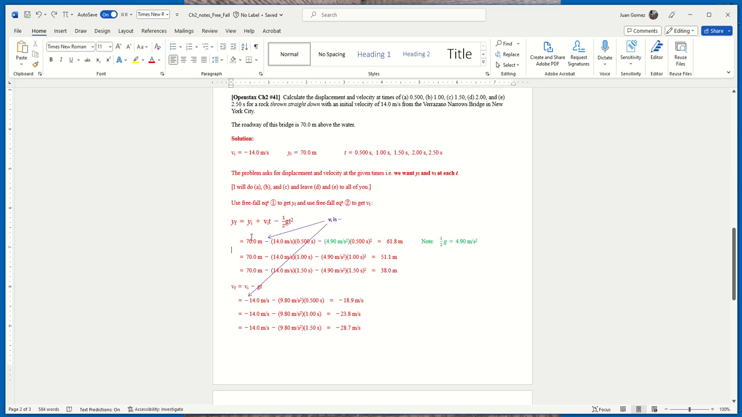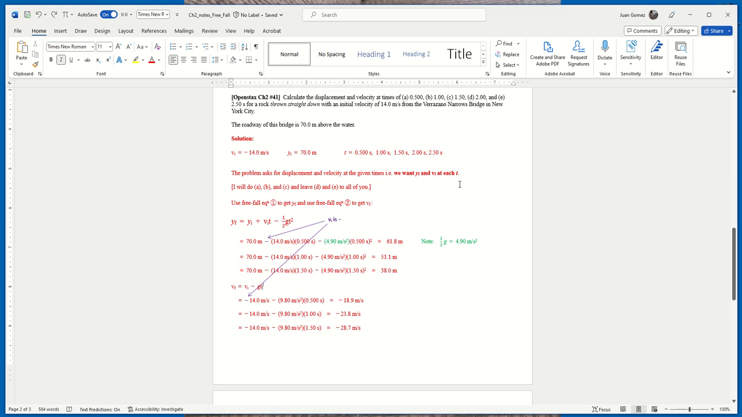Well, notice, YI is 70. So 70, 70, 70. Now notice right here, 70 minus 14 meters per second times 0.50 seconds. Remember, VI is negative. So that's why I have to have a minus right there. Because remember, VI could be 0, could be positive, or negative.